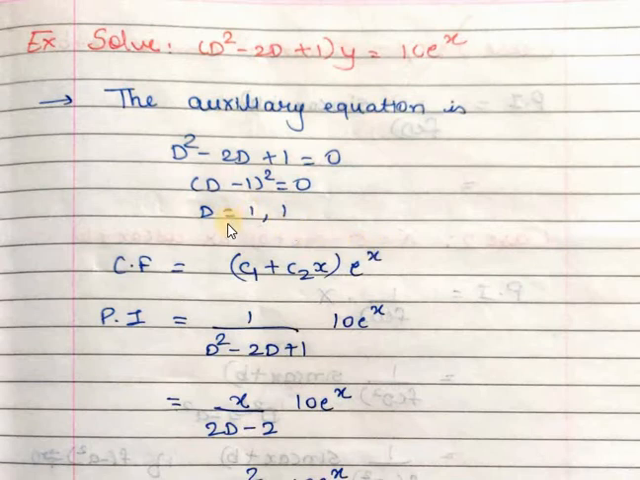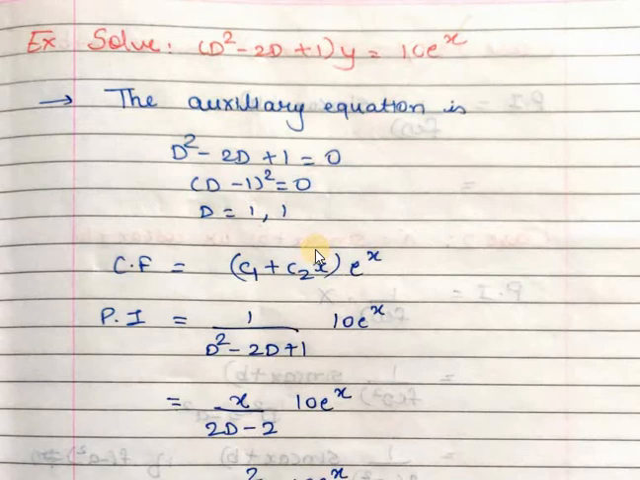Suppose in some example we got D equal to 2, 2, then here we will have to write down e raised to 2x. Here roots are real and repeated, and as you can see, here 1 is 2 times, so you will have to write down 2 terms. If 1 is 3 times, then you will have to write down 3 terms, that will be c1 plus c2x plus c3x square.